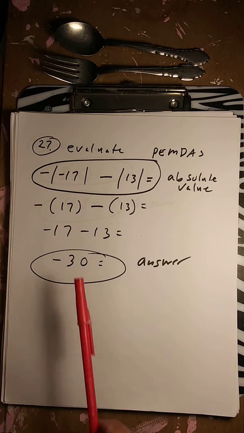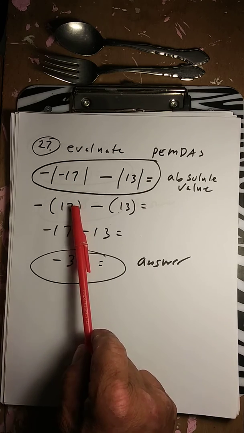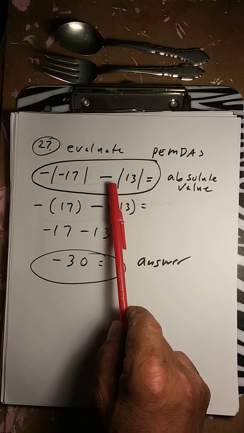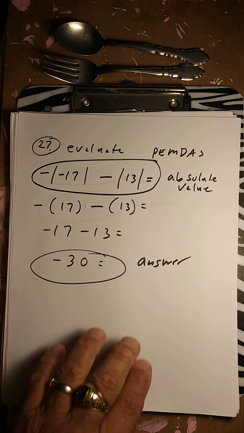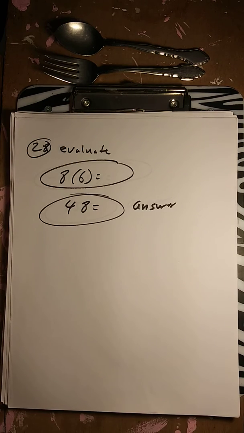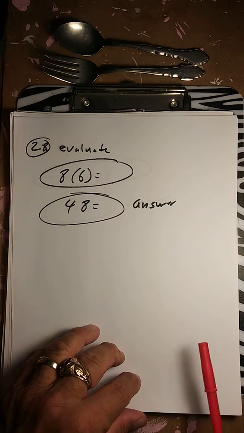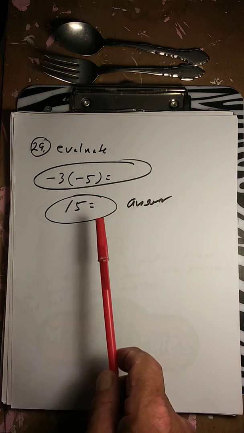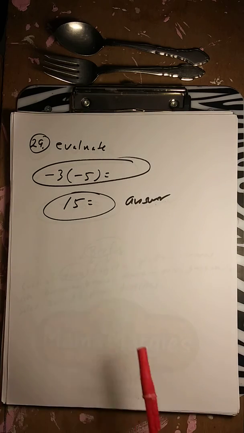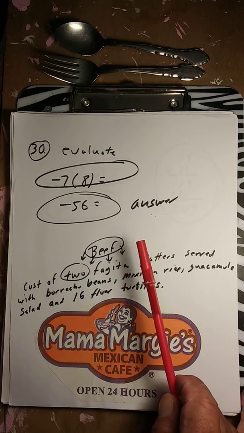Evaluate this. Negative absolute value of that. So absolute value of negative 17 is 17. Negative of this is negative 17. And absolute of 13 is 13, negative 13. So negative 17, negative 13 is negative 30. Evaluate this. Positive times a positive is still going to be a positive. So it's going to be a positive what? 48. Evaluate this. A negative times a negative is a positive 15. Evaluate this. A negative times a positive is going to be a negative 56.